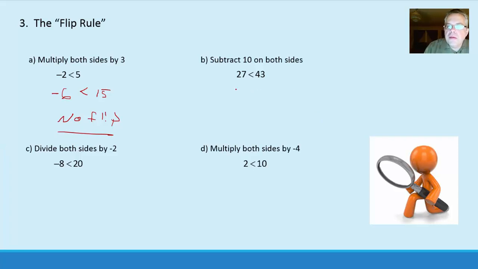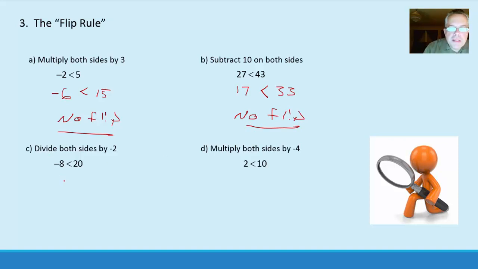All right, subtract 10 from both sides. So on this side, I would get 17. This side, 33. And it's still less than. So again, when I subtract 10 from both sides, the side that was smaller is still smaller. So there was no flip of the inequality here.